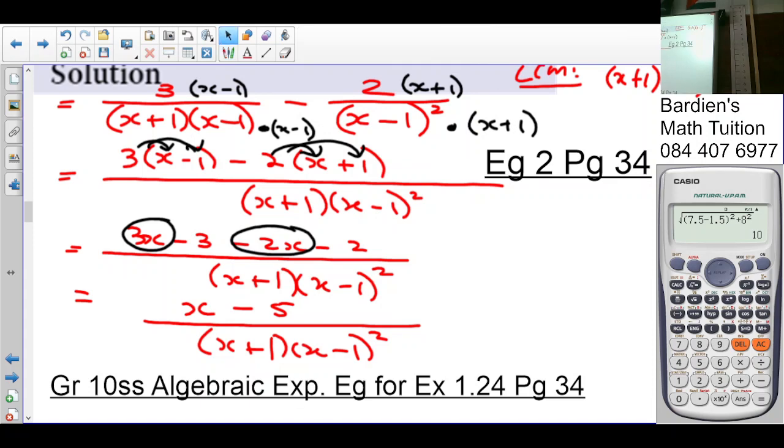So with that, you should be able to do exercise 1.24. You do for me the first column. I'll call you up now row by row to check that you guys understand what's going on.